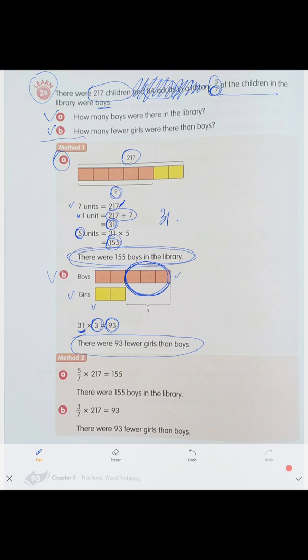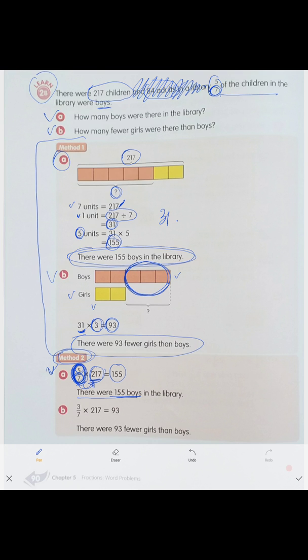Now, this is the way, as I said, model drawing, that they teach you in the Singaporean system in school. The method too, everyone's going to calculate this thing. Like in real life, you're going to work with fractions. So you have your total number, you have the fraction, the part of the whole. 5 parts of 7 parts of 217 kids are boys. This is your answer: 155 boys.